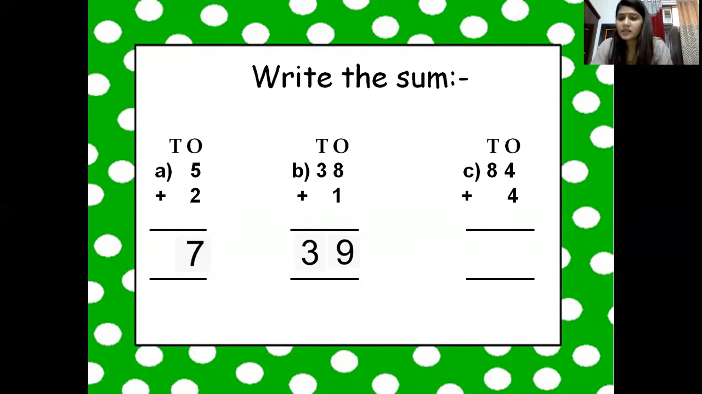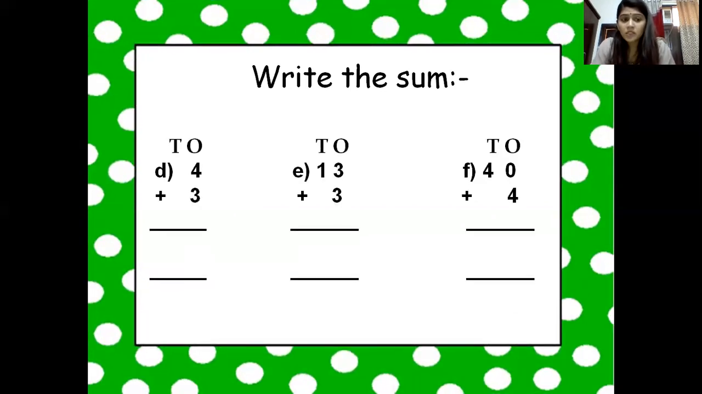Next question, C part is 84 plus 4. First, we will add the digits which are written under ones place. So under ones, 4 and 4 are written. 4 plus 4 is equal to 8. And under T, only 8 is written. We are not adding anything in 8. So this 8 we will write as it is. So answer is 88. 84 plus 4 is equal to 88.